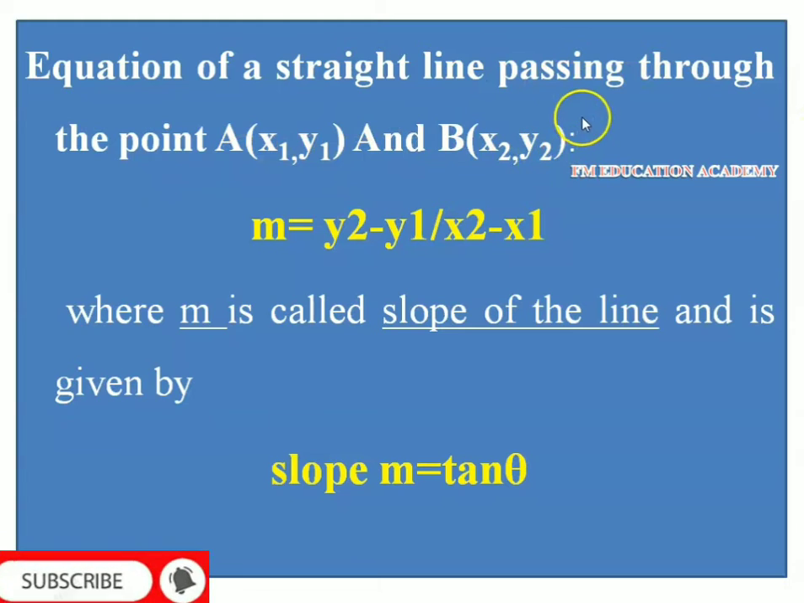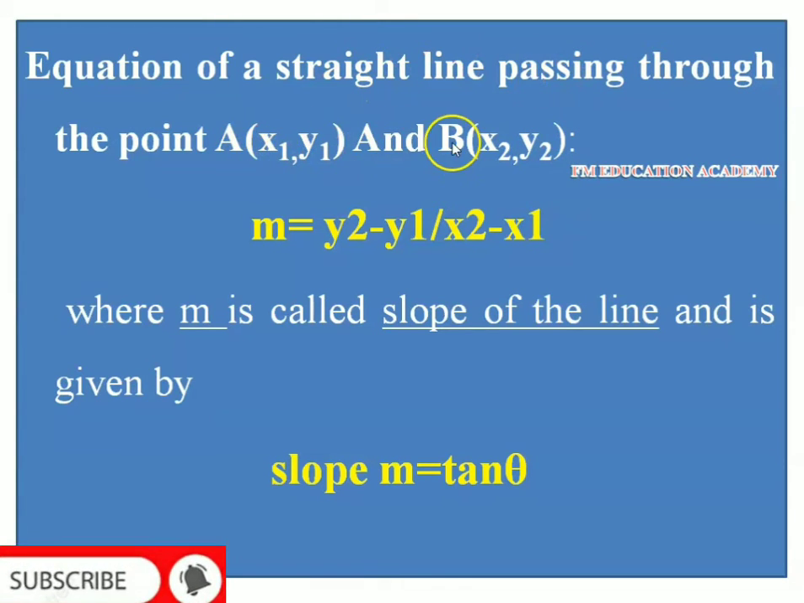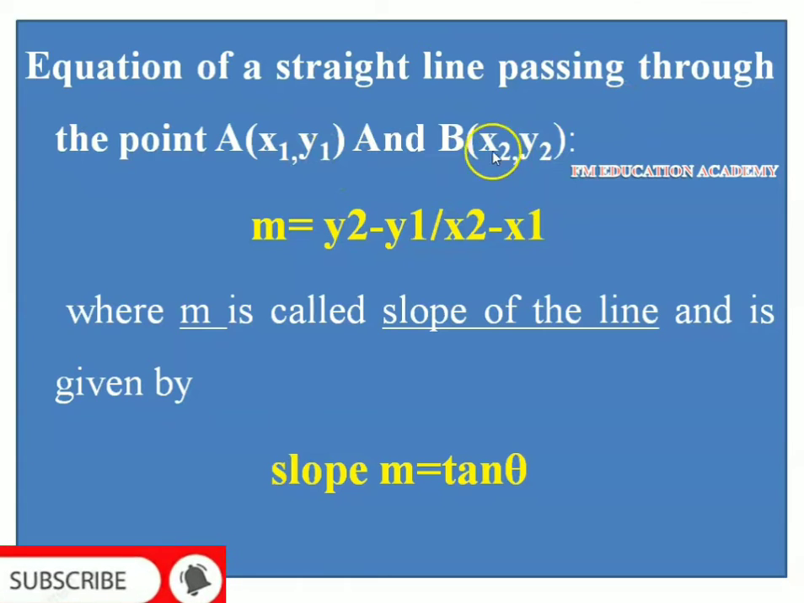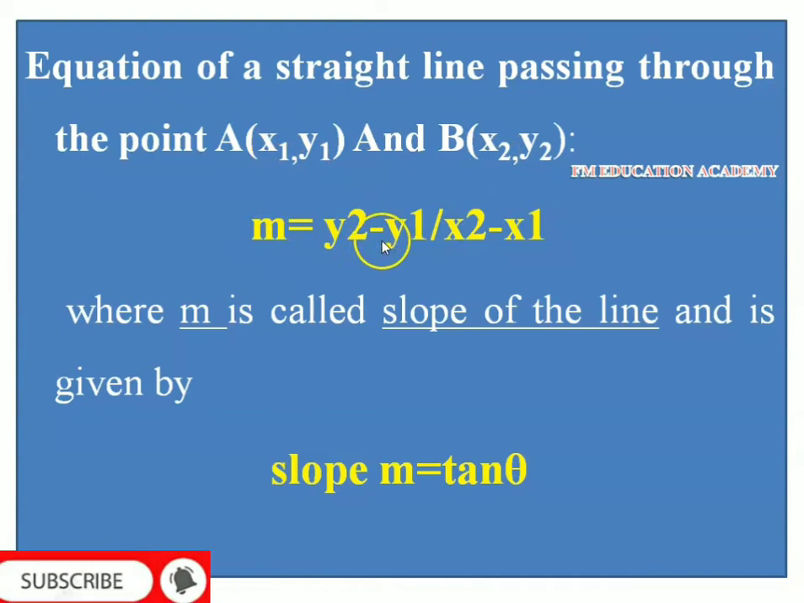Now the next concept is, what is the equation of a straight line passing through the points A (x1, y1) and B (x2, y2)? For example, there is a straight line having points A (x1, y1) and B (x2, y2). Then we can calculate the slope of the line, and that slope is given by m. Always remember, the slope of the line is calculated by subtracting the y coordinate of the first point from the y coordinate of the second point, divided by the x coordinate of the second point minus the x coordinate of the first point. That is, m is equal to (y2 minus y1) by (x2 minus x1). This m is called the slope of the line.